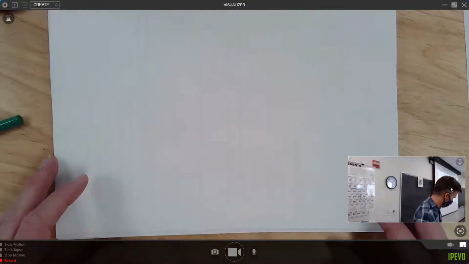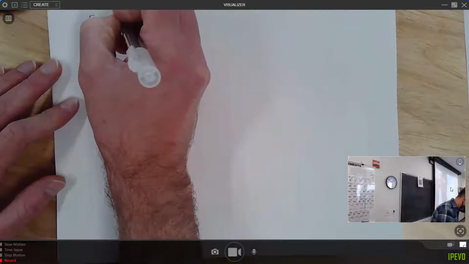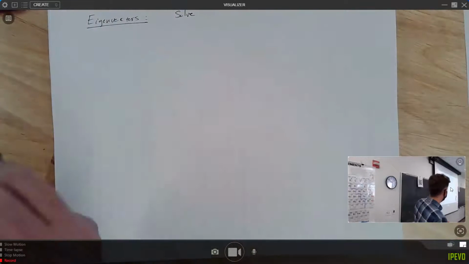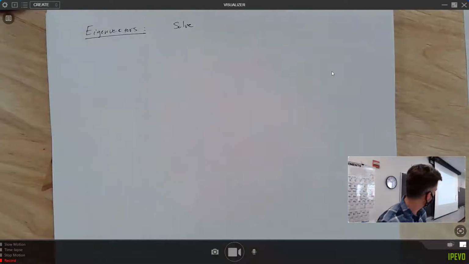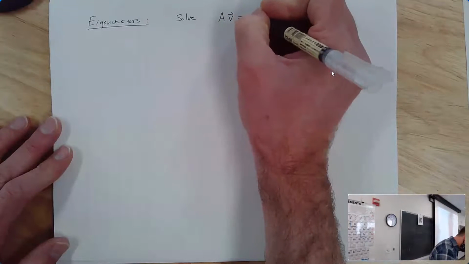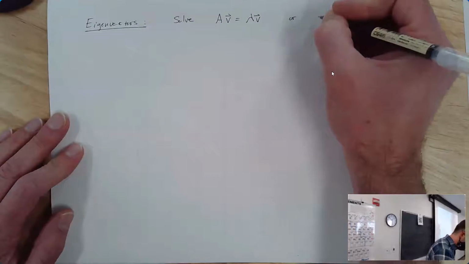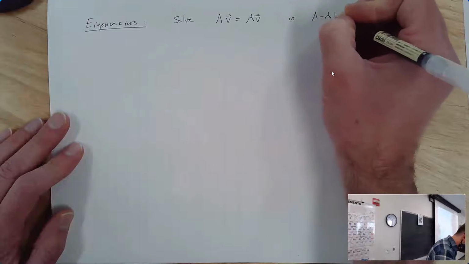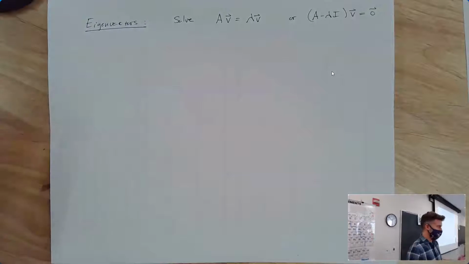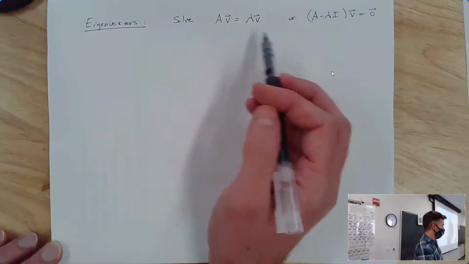All right. So to find the eigenvectors, we're going to solve, and again, there's two ways of doing this as well. You can either solve A times the vector equal to lambda times the vector. That's kind of my preferred way of doing it. Or you can solve (A minus lambda I) times the vector equal to the 0 vector. Either way is good. Sometimes there's advantages to doing it this way, sometimes there's advantages to doing it the other way.